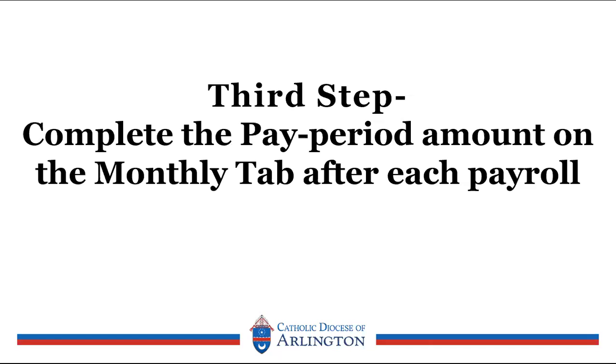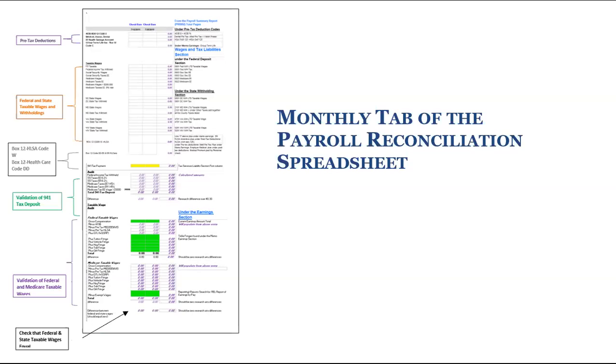Let's look more closely at the third step of the reconciliation process, which is completing the pay period amounts on the monthly tab after each payroll. The monthly tab consists of 6 sections. The first section is the pre-tax deduction section. All pre-tax amounts are posted here, as well as amounts added to wages for group term life. These amounts will be used to assist us in validating the calculation of taxable wages and to validate Box 12 entries on the W-2.